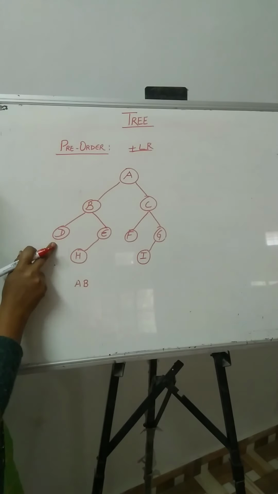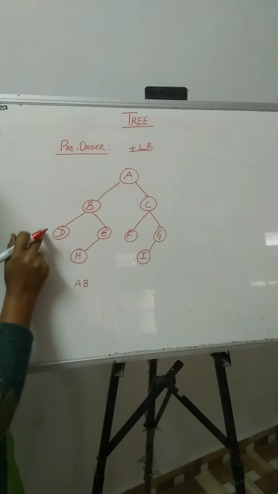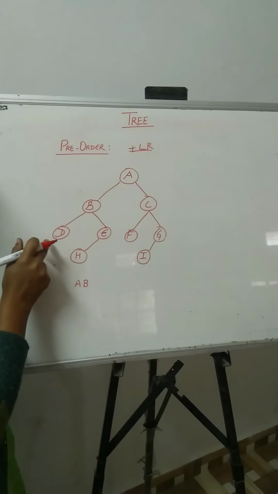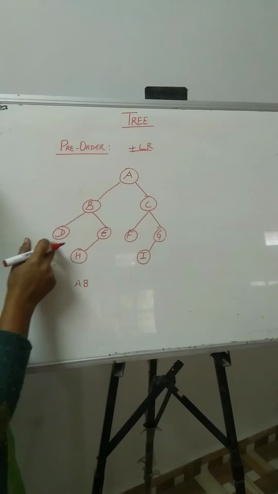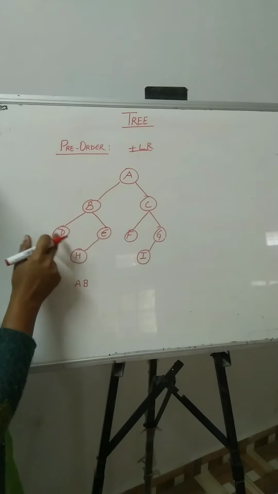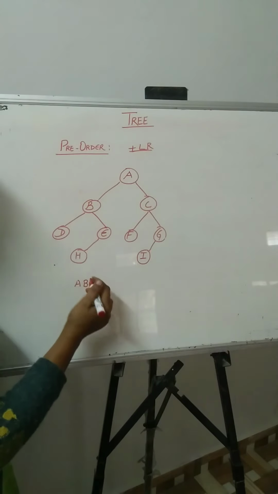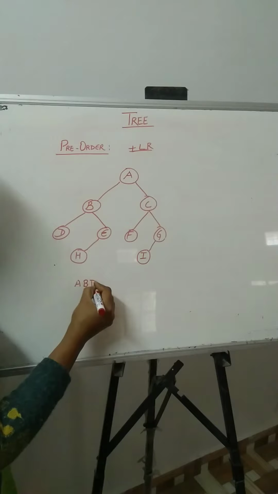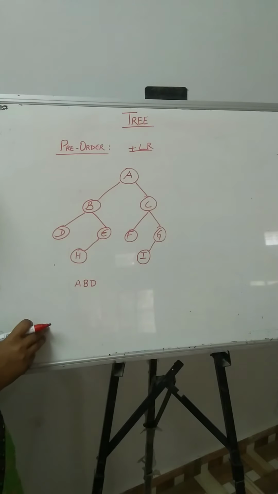So here is the D. Left side node is D. There are no other branches to D. So we write the left side of the tree, that is D. Clear?